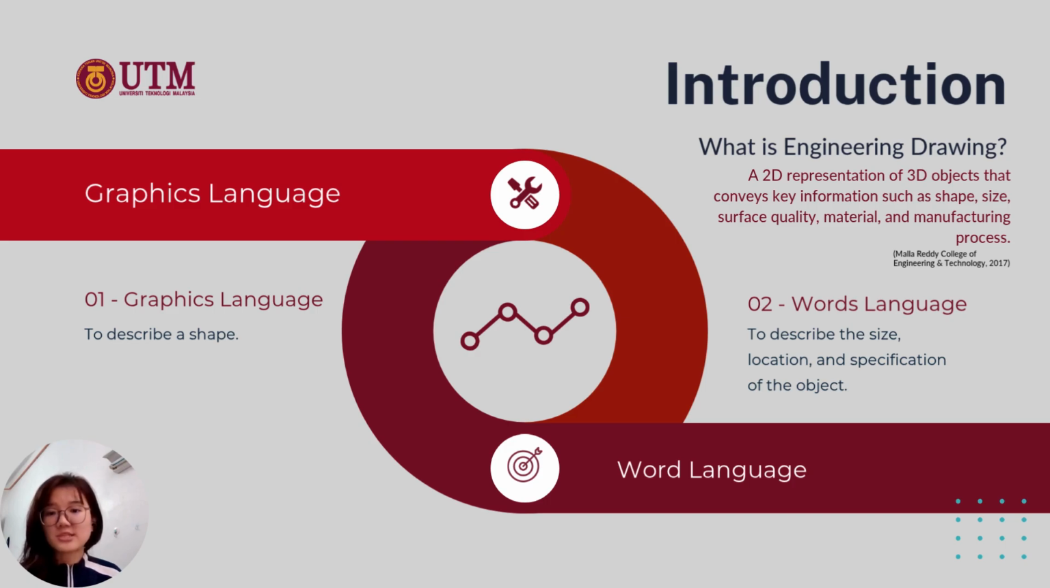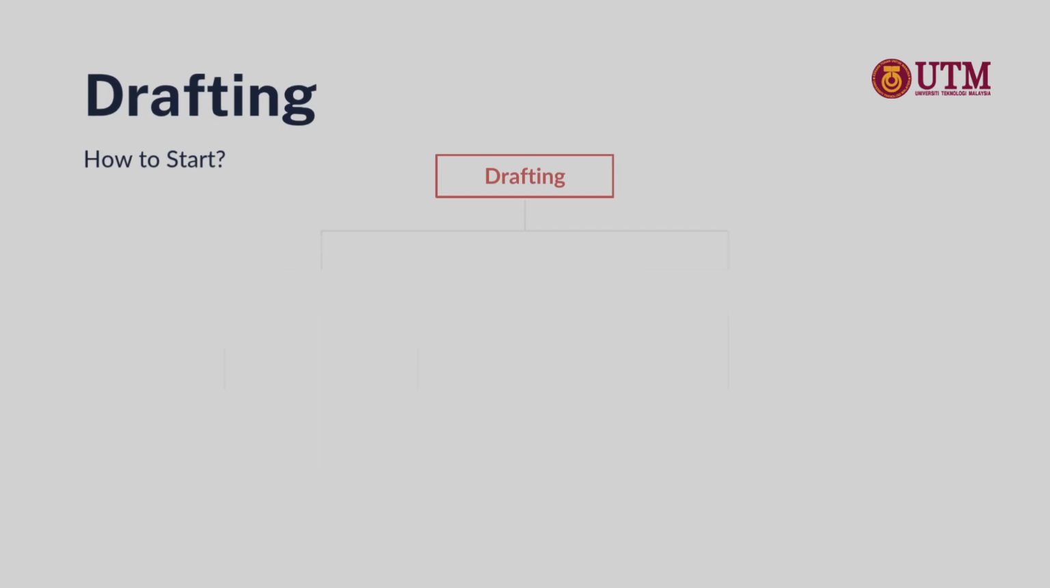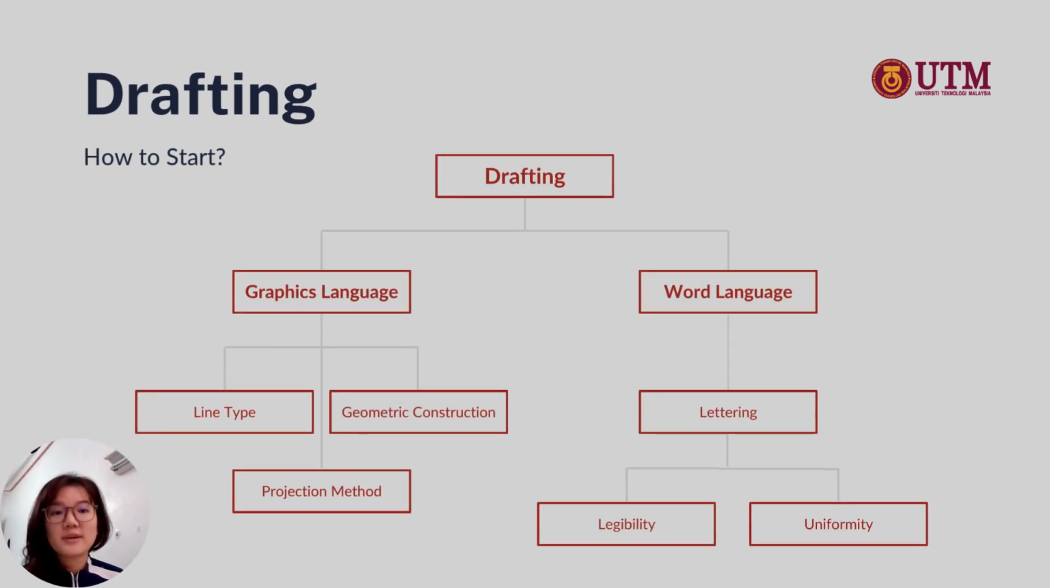Graphic language is used to describe a shape, while word language is used to describe the size, locations, and specifications of the object. So before we start, we have to know about drafting. Drafting is further divided into graphic language and word language.